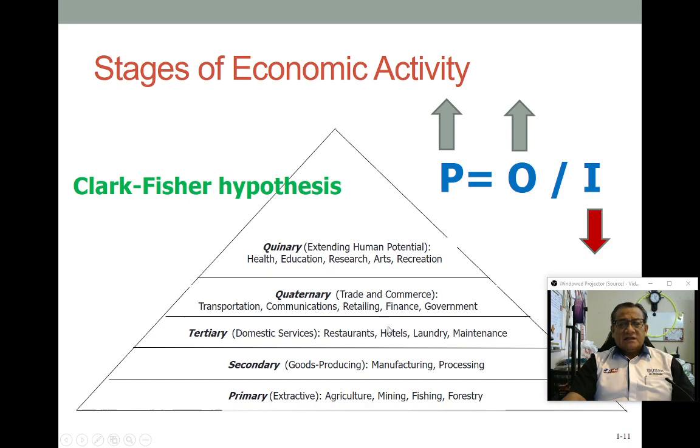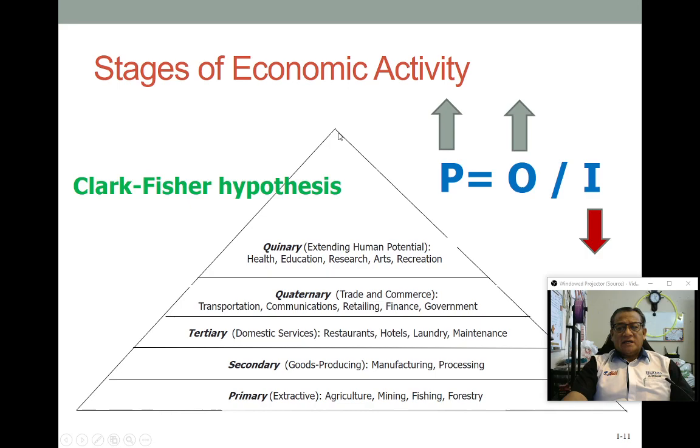And of a recent explanation, they further develop it into the quaternary, like trade and commerce, in the form of transportation, communication, finance, and so on. And the topmost layer of this Clark Fisher triangle is the quinary, which is extended human potential in the form of, for example, education, research. So this is claimed as the highest level of service in the form of making up the economic activity, right?